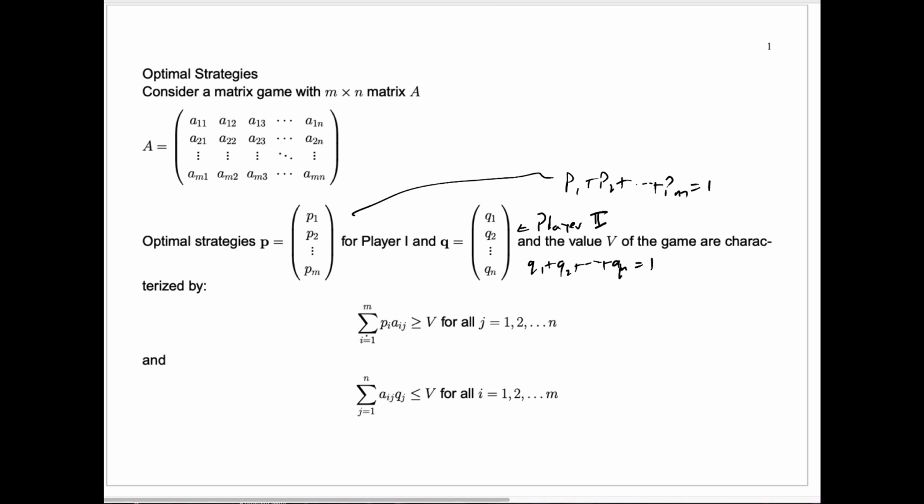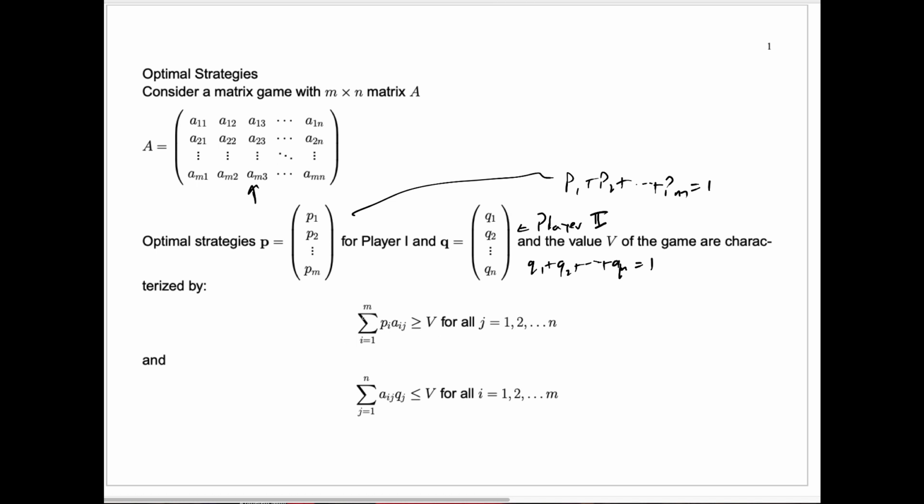Well, for this vector p to be an optimal mixed strategy, we need player 1 to be guaranteed a result at least v, what we claim to be the value of the game, no matter what player 2 does. That means for any choice of a column, let's say just as an example, player 2 chooses column 3, the expected return, in this case p1 times a13 plus p2 times a23 up to pm times am3, has to be at least v.